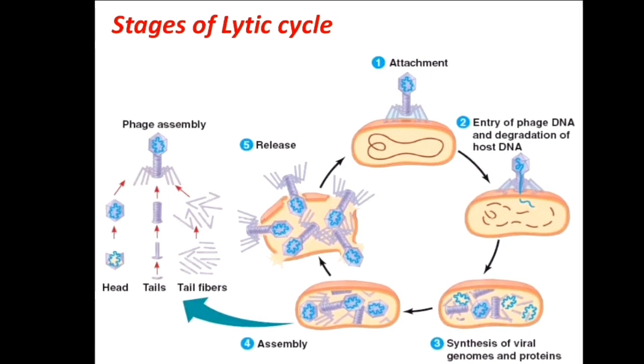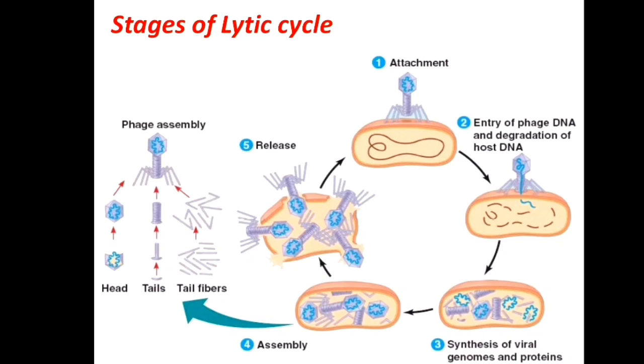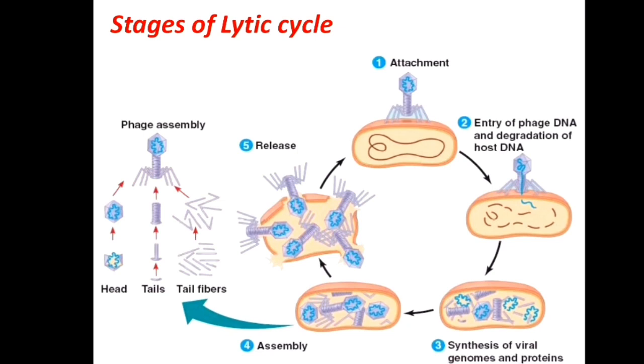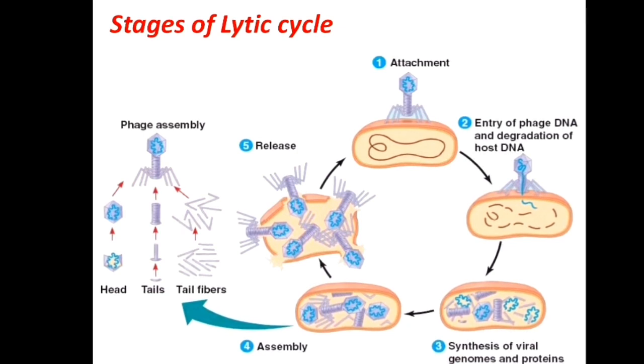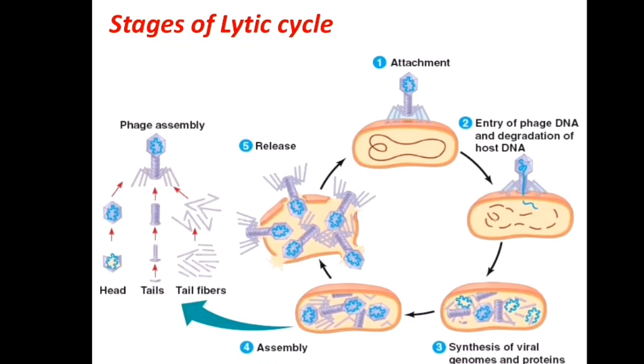After that, we have the assembly to make new phages, which includes the assembly of the head, in which the DNA is incorporated inside it, then the tails and tail fibers. All these come together to make the new phage. Finally, the proliferating phage inside the bacteria lyses the bacterial cell wall and gets released in the medium.